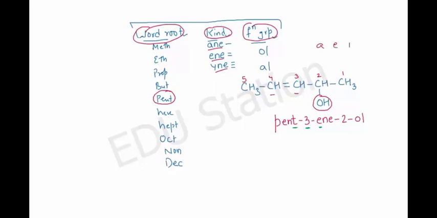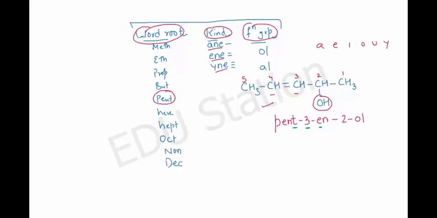A, E, I, O, U and Y as pseudo vowels, so they cannot come together. If we have this kind of a scenario, we have to cancel out the previous vowel. So since O is a vowel, we have to cut this E. So I'll be removing this E. Thus, in this case, my name becomes pent-3-en-2-ol. This is the correct answer to this structure.